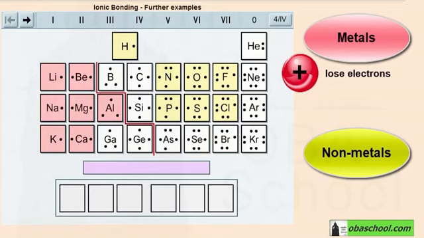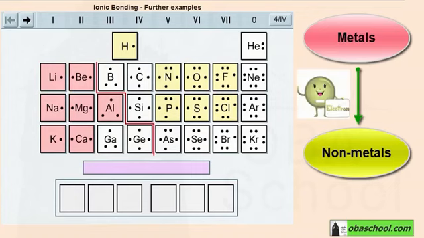And do you think nonmetals will lose or gain electrons when ionic bonding takes place? Yes, nonmetals gain electrons and become negatively charged. The strong electrostatic forces between the oppositely charged ions results in ionic bonding. So in ionic bonding, we have complete transfer of electrons from metals to nonmetals.